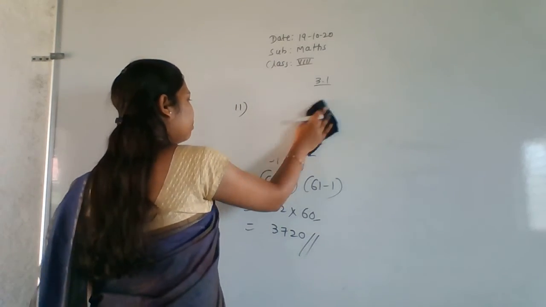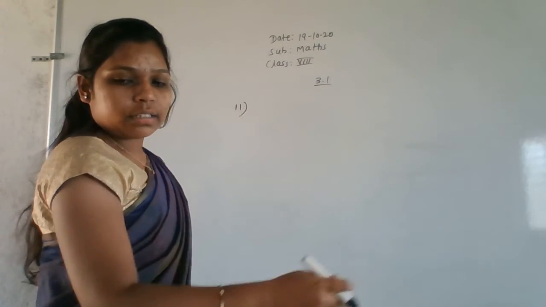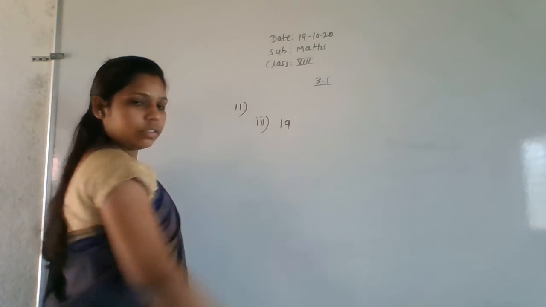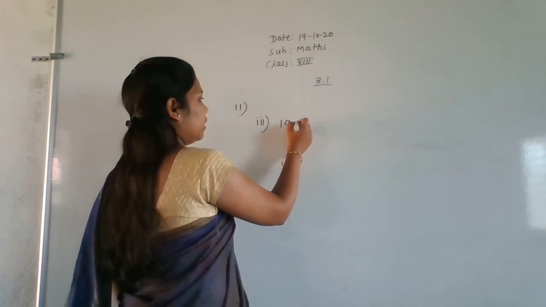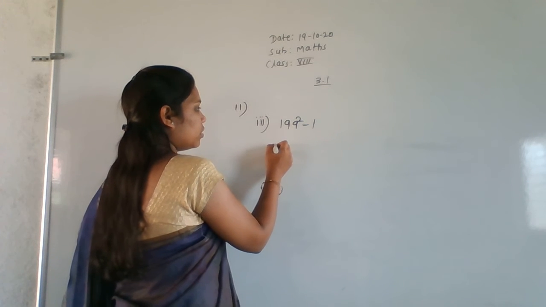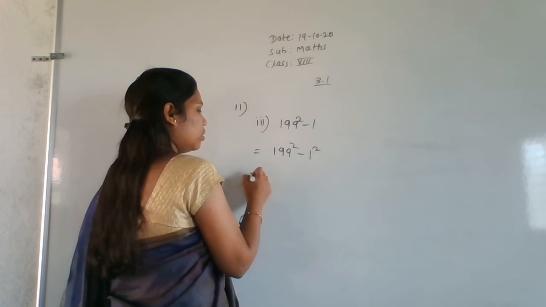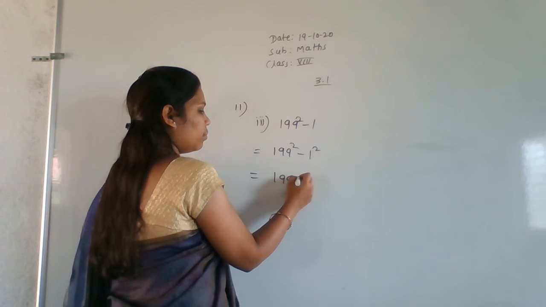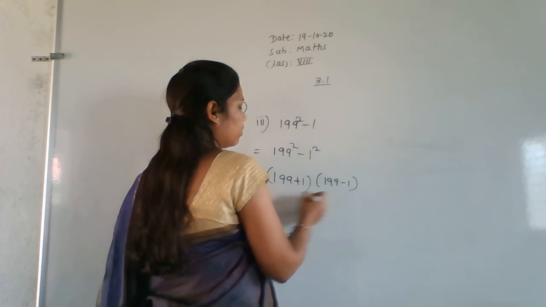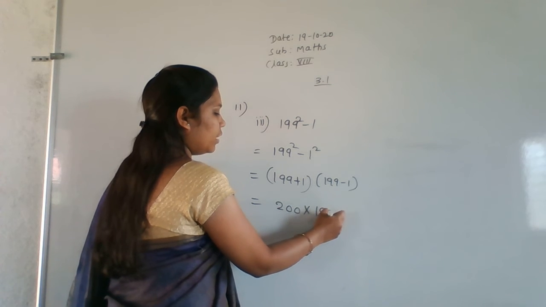The third one, the last one of the 11th main. The last one is 199 square minus 1. So that is 199 square minus 1 square. So here (199 plus 1) into (199 minus 1). That is equal to 200 into 198.